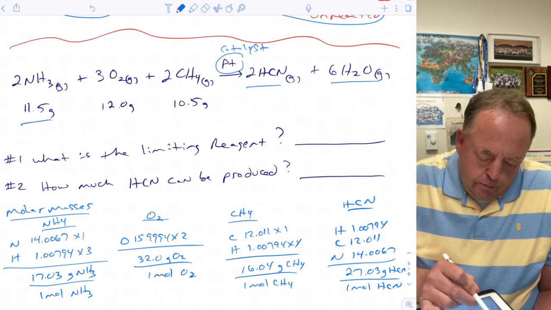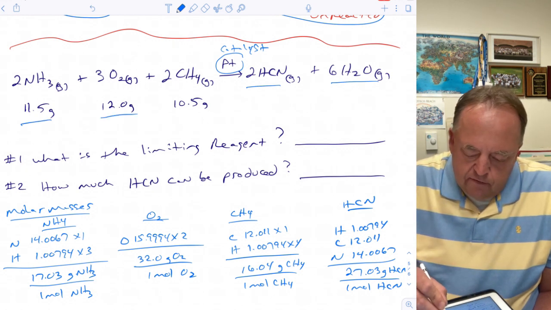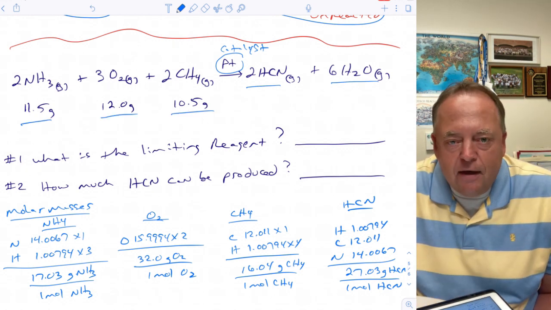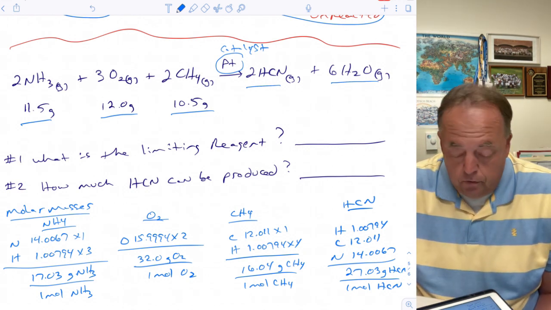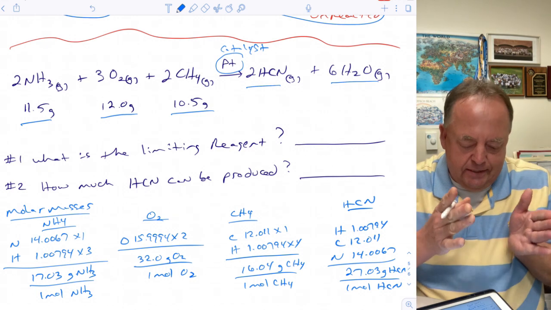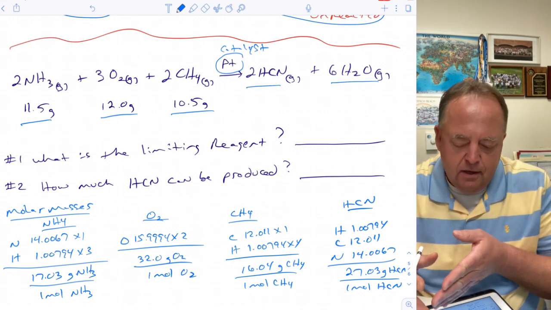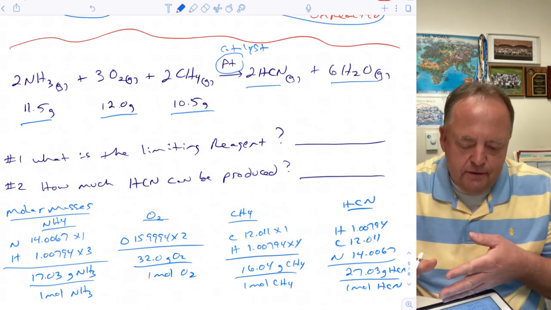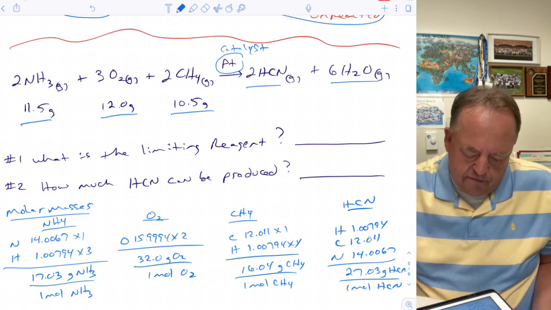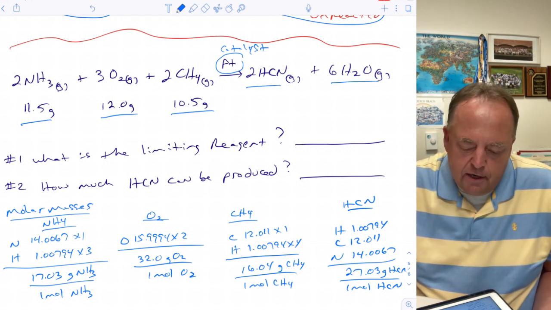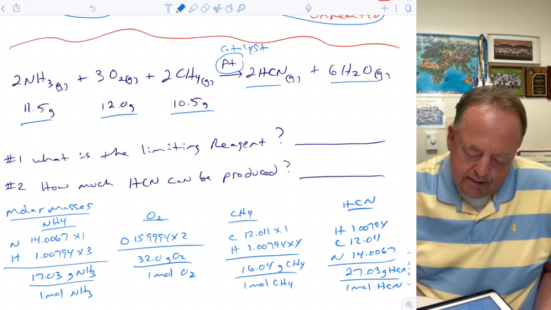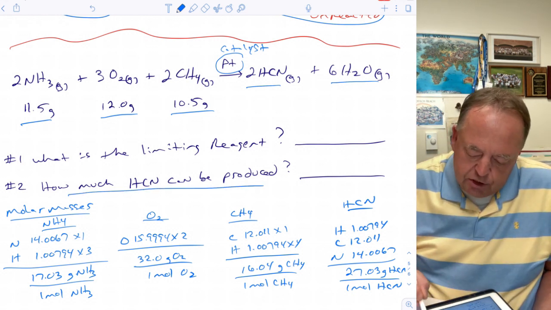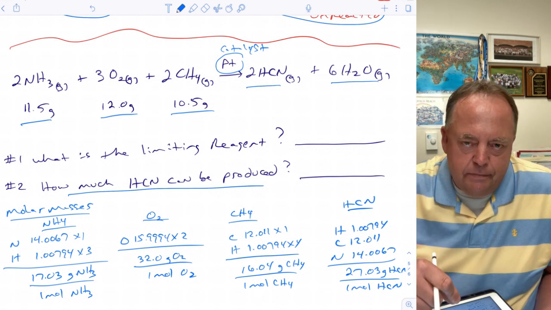So if we start with 11.5 grams of ammonia, 12 grams of oxygen gas, and 10.5 grams of CH4 gas, what's the limiting reagent? It may be that these are the exact right amounts of everything, or it may be that it's not, and you have to figure that out. If it's not the exact right amount of everything, then you need to figure out what's the limiting reagent, because how much HCN is produced, the next question, is going to be dependent on the limiting reagent.